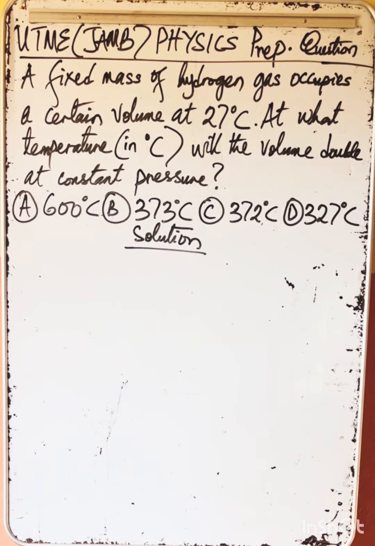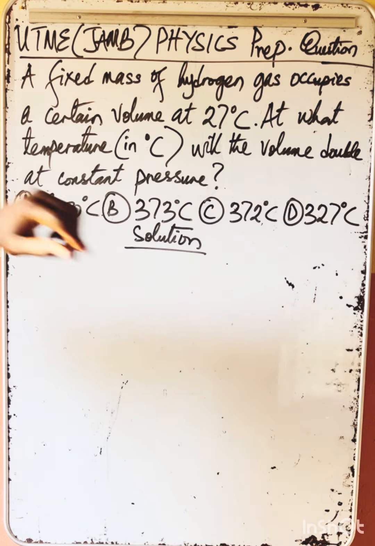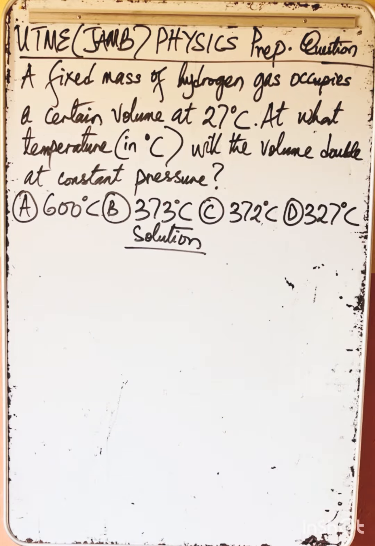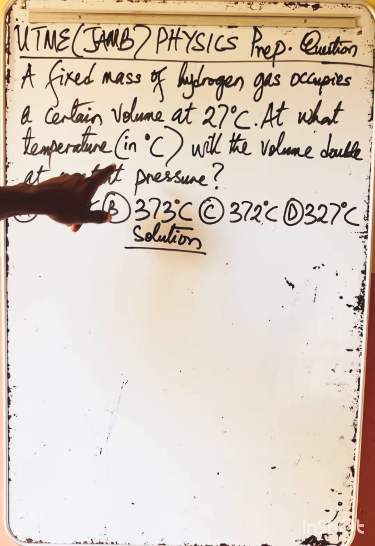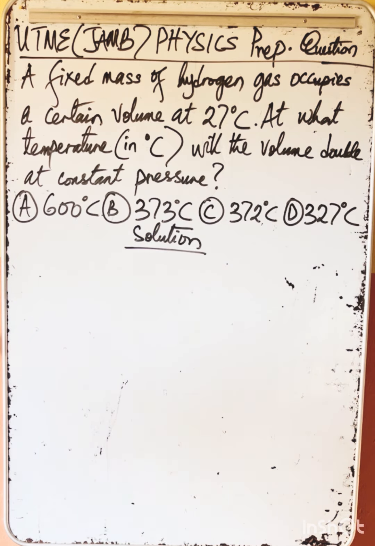And since the question said at constant pressure, it's obviously Charles' law. But there is a tricky thing here. They want the temperature in degrees Celsius. Though the examiner wants the temperature in degrees Celsius, it does not mean you now disobey Charles' law by not doing your calculations in Kelvin.